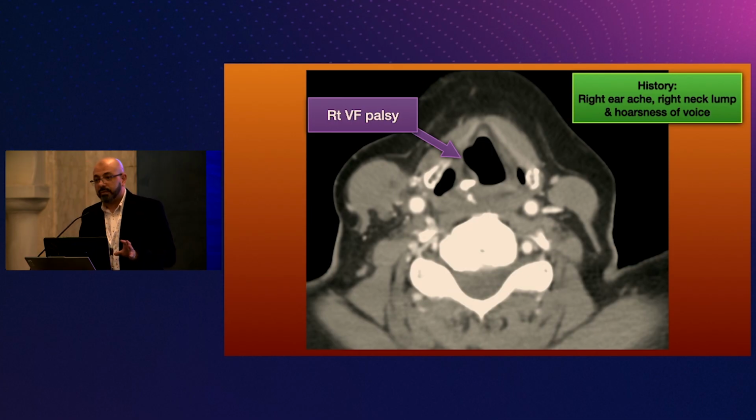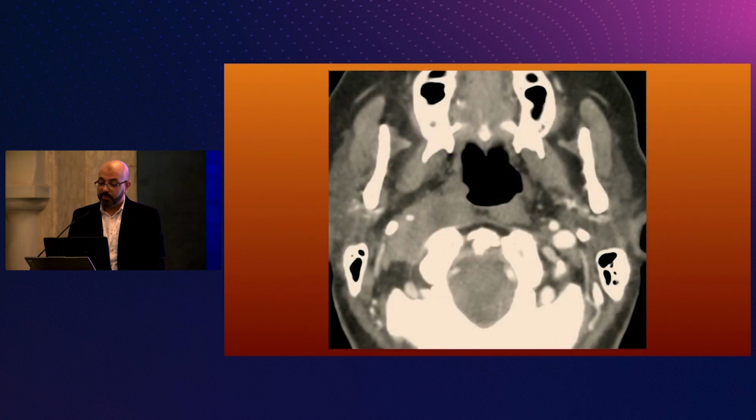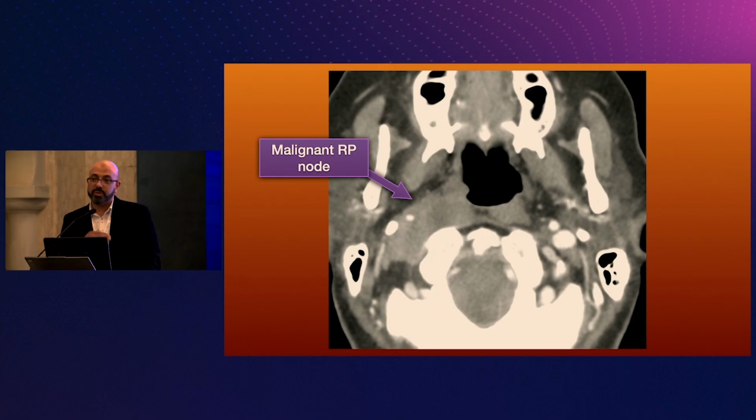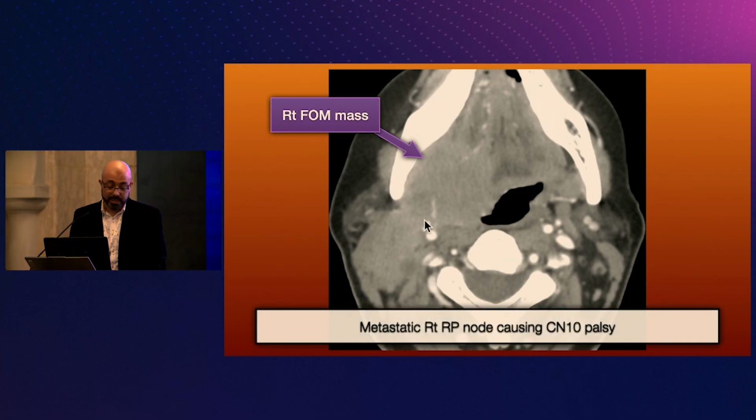If you see signs of one of these nerve palsies, you need to check the whole area, from the brainstem all the way down to the end of the nerve. And here you can see that the problem was actually in the retropharyngeal space. We have a malignant RP node invading the space, pushing the carotid anteriorly. This means that the posterior structures in the space have been invaded, number 10 and 11. And the primary was actually in the floor of the mouth, so this is a metastatic RP node.